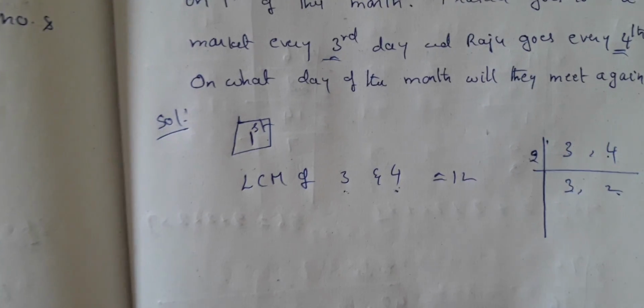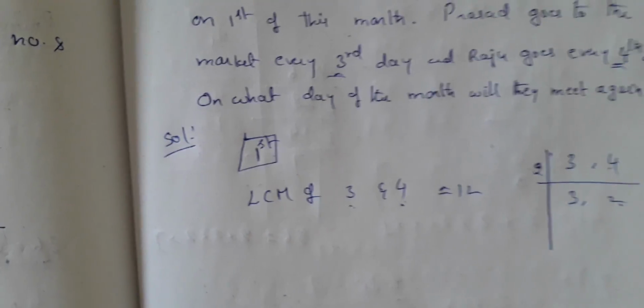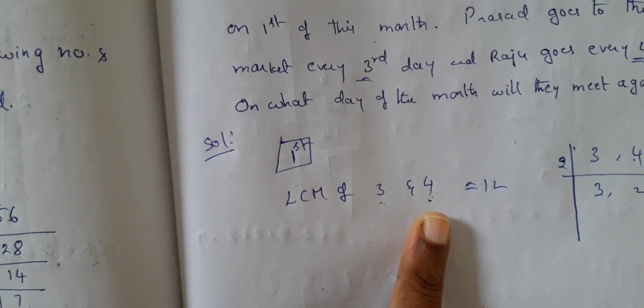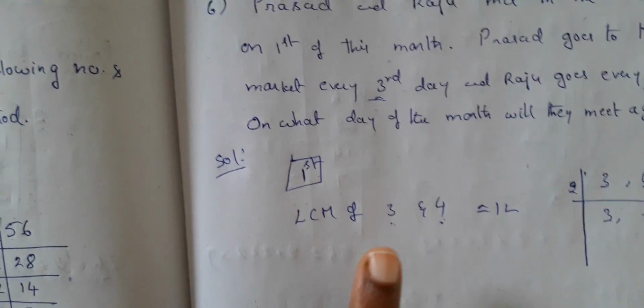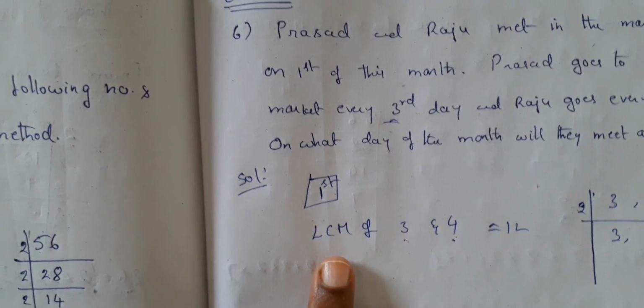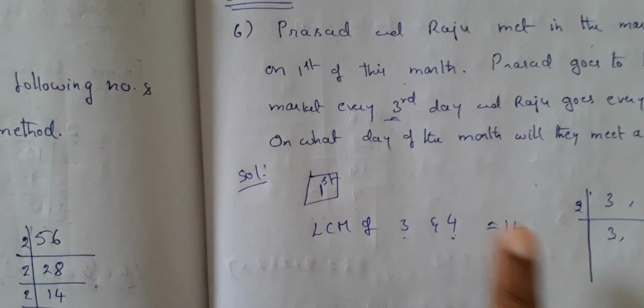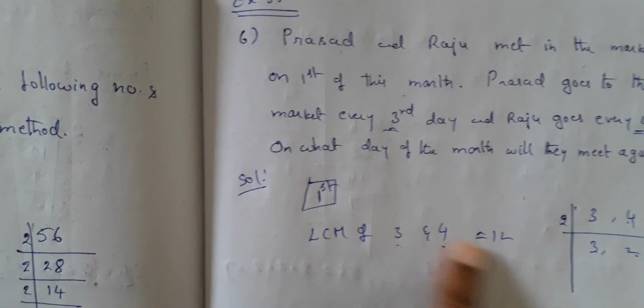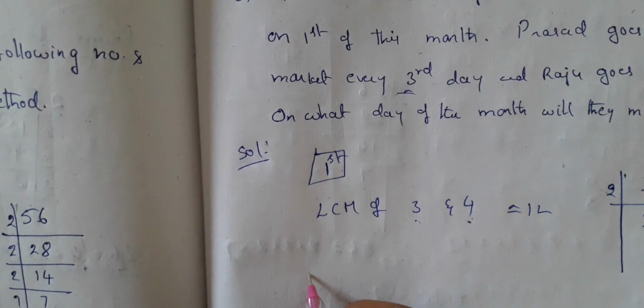So after 12 days, that means after how many multiples? 3 is multiplied, 4 is also multiplied. So after a repetition of 12 days, again they will meet. That means on the first day they meet, and we got a gap of 12 days. And on which day are they going to meet? 12 plus 1, the 13th day.